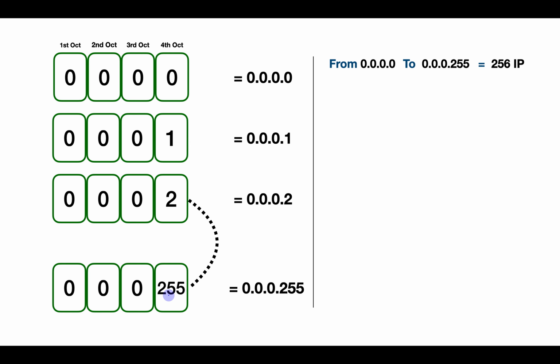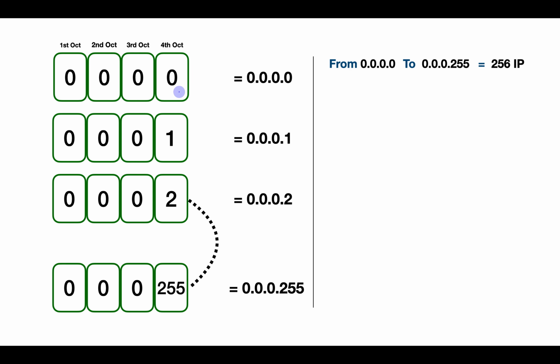So from 0.0.0.0 to 0.0.0.255, there are a total of 256 unique IP addresses. Why 256? Because from 1 to 255 there are 255 addresses, plus this one address, which is 0.0.0.0. That's why it is 256 unique IP addresses.